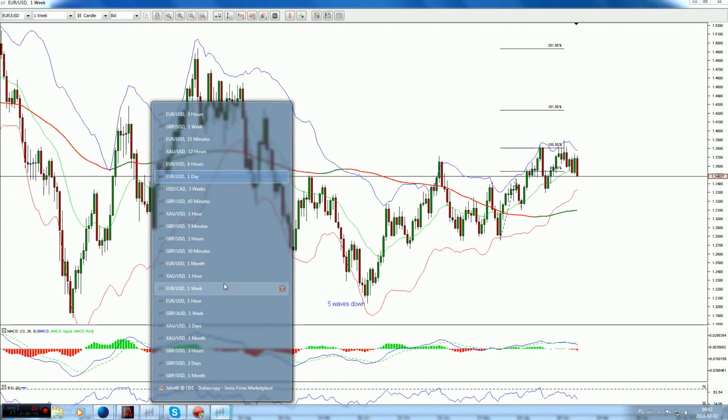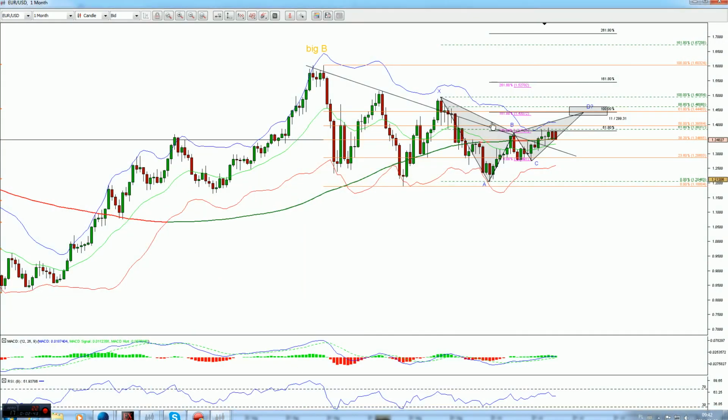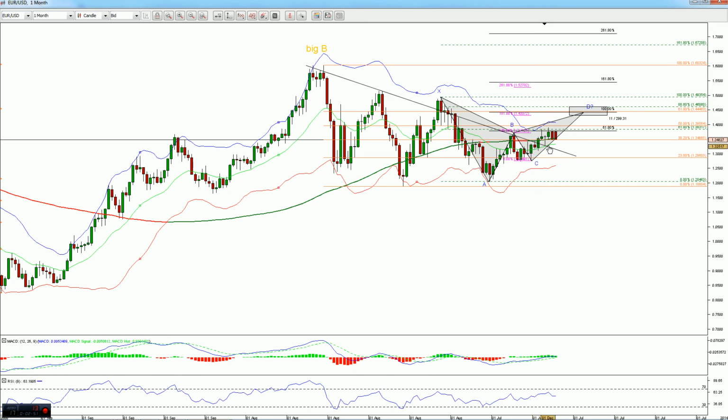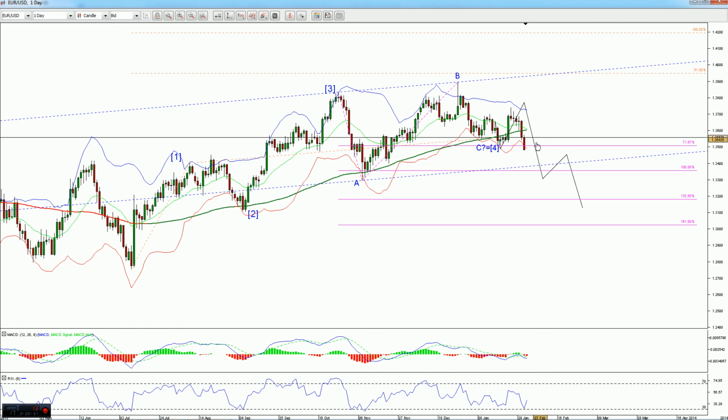I'll switch once again to the monthly, so now we can compare it. When the fourth is completed, we may have another move to the upside, and this move to the upside will allow this butterfly to fill in.